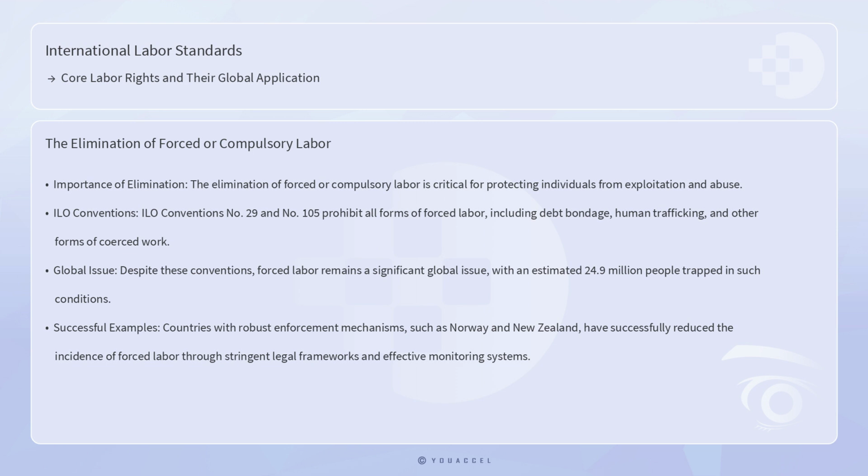Countries with robust enforcement mechanisms, such as Norway and New Zealand, have successfully reduced the incidence of forced labor through stringent legal frameworks and effective monitoring systems. These examples underscore the importance of strong legal and institutional frameworks in combating forced labor.